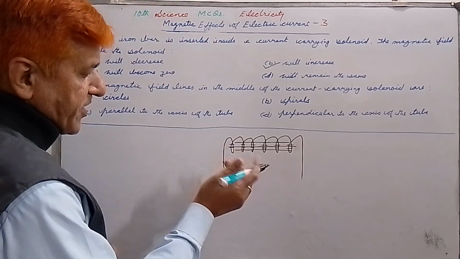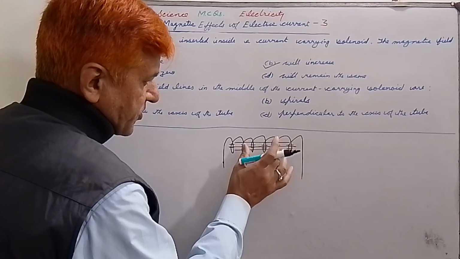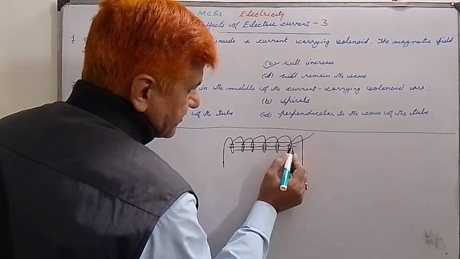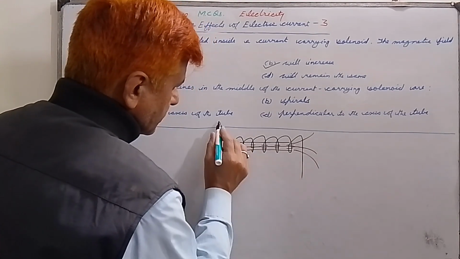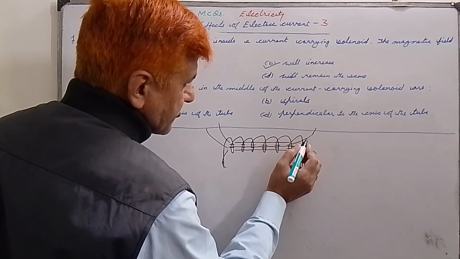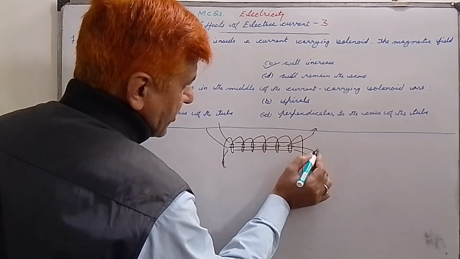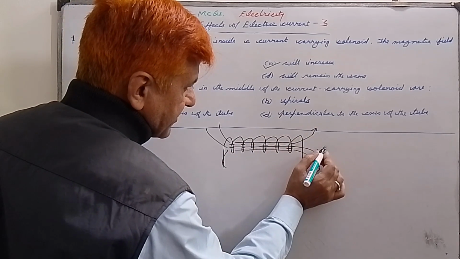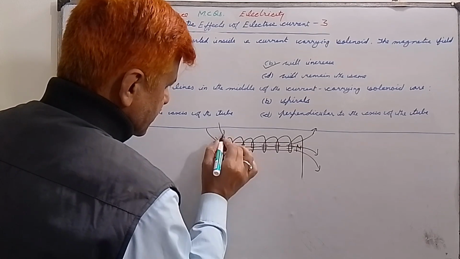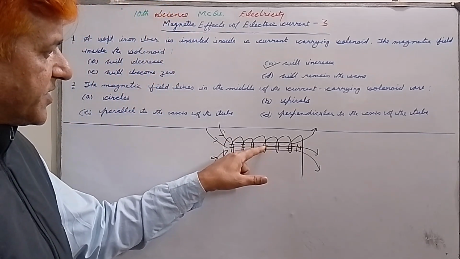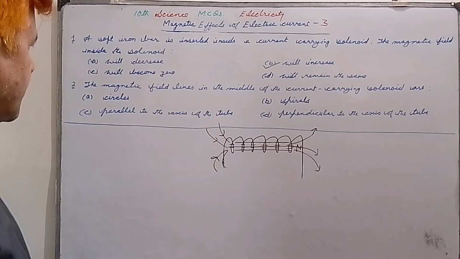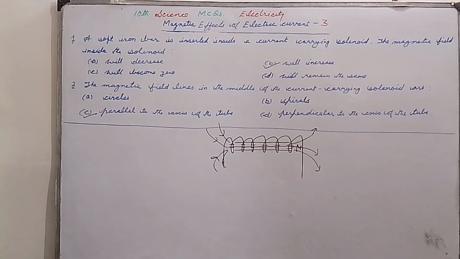You know the pattern of magnetic field lines produced in a solenoid. They are like the magnetic field lines produced by a bar magnet. So like this, this is, say, the N pole. From the N pole, magnetic field lines originate and they terminate at the S pole. So in the middle of the solenoid, magnetic field lines are parallel to the axis of the solenoid, so parallel to the axis of the tube. That is, C is the correct option.